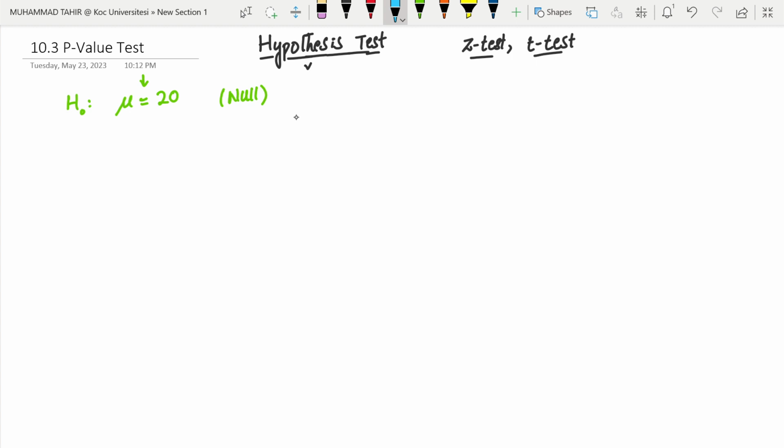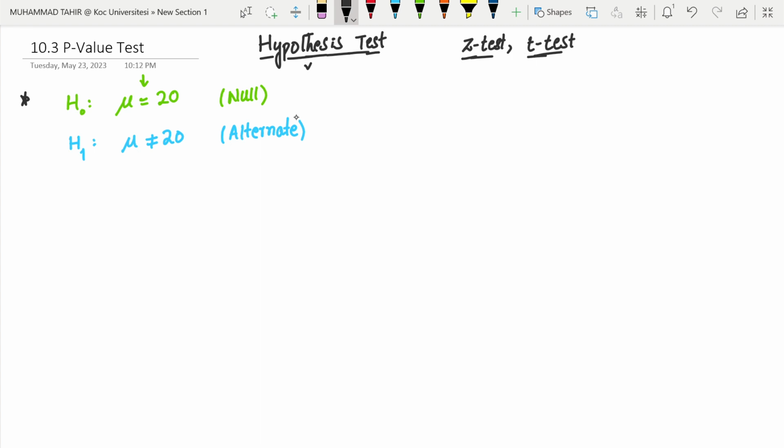But let's suppose a new student comes in GIK and says that no, the average age of GIK students is not 20. It can be greater or less, but he says it's not 20. And this hypothesis we call the alternate hypothesis, which challenges the null hypothesis, right? Now, in order to test the null hypothesis, one can use z-test or t-test.